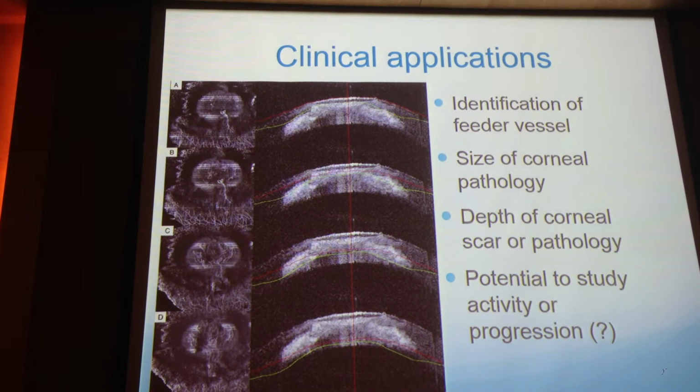And we are now able to use the en face views, which is on the left, where we can see the size as well as the extent of the lesion, for planning, for example, a deep lamellar keratoplasty. And we can also look at the depth of the feeder vessel, where we want to plan fine needle diathermy. So these have all useful clinical applications for us.